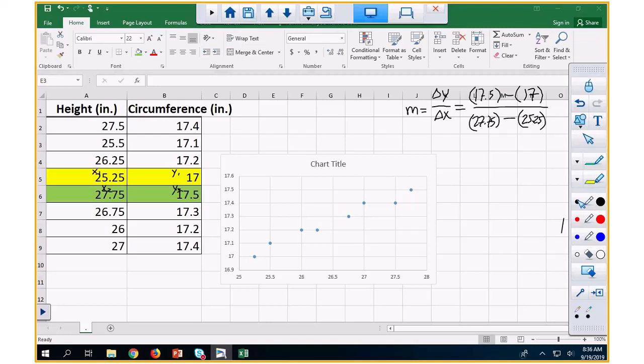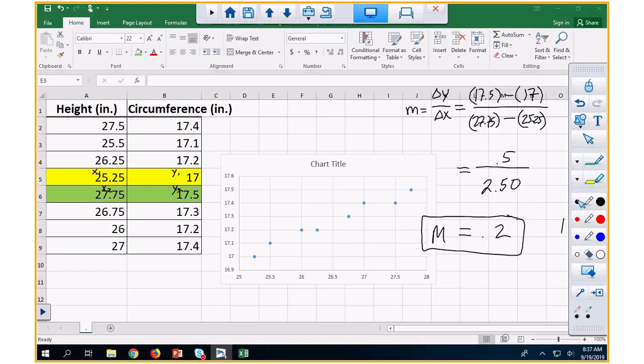Now, what is 17 and a half minus 17? 0.5. And what is 27.75 minus 25.25? 2.50. And somebody give me a decimal for this. It's 0.2. So m is equal to 0.2 if that calculation was done correctly. Can somebody verify? I always ask for two people.